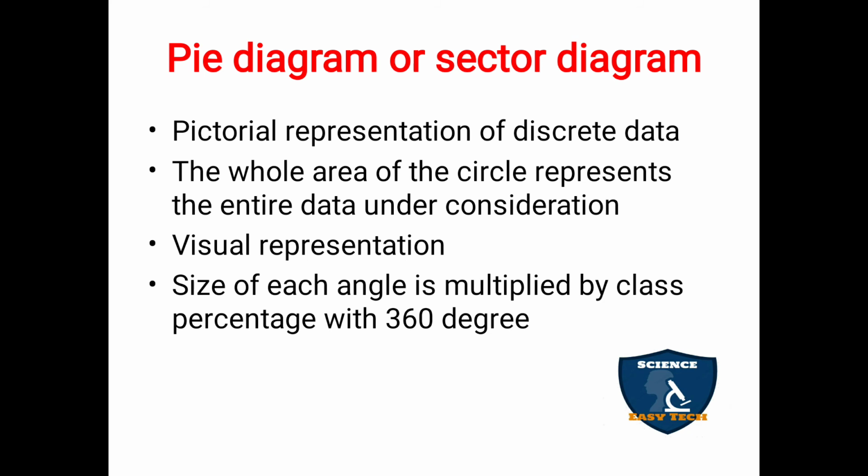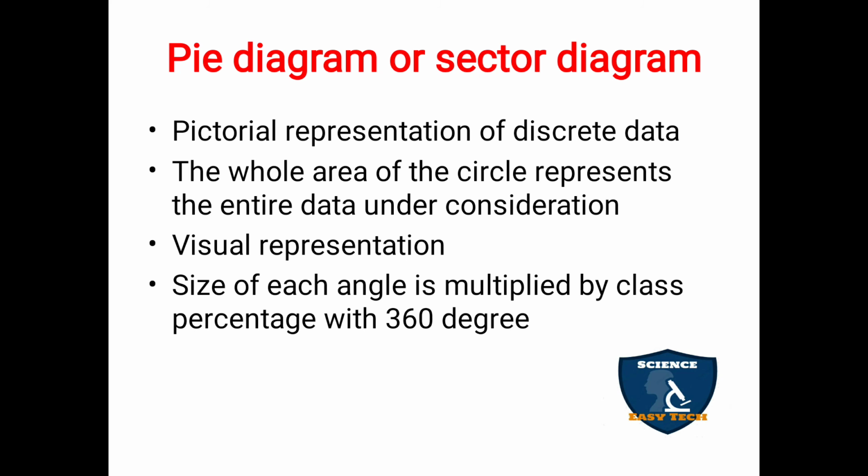Next is the pie or sector diagram. This is a pictorial representation of discrete data, so for discrete data you can use this. The whole area of the circle represents the entire data under consideration. So by having a visual glance itself you know what percentage comes under what category. The size of each angle is the class percentage multiplied with 360 degrees.